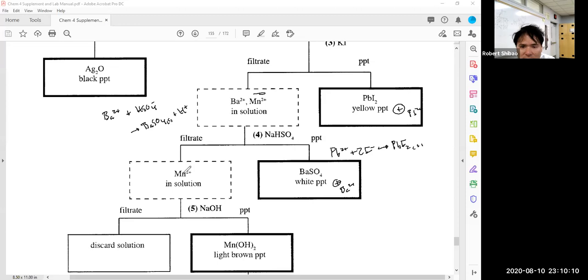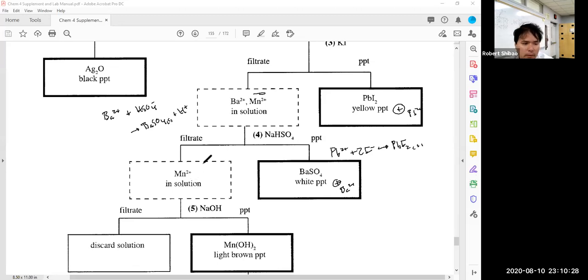Okay, now sulfate and manganese don't react. You know, sulfates are all soluble except for silver, lead, mercury, calcium, strontium, barium. So barium is one of those exceptions. Manganese sulfate is soluble, and so manganese makes it through here.